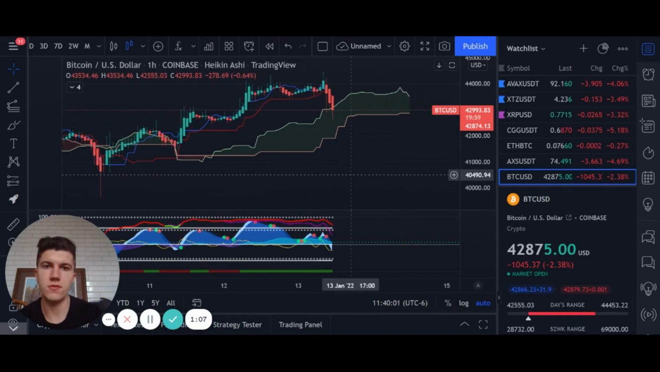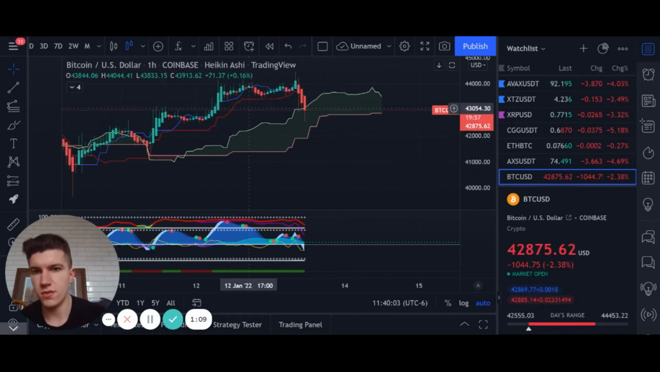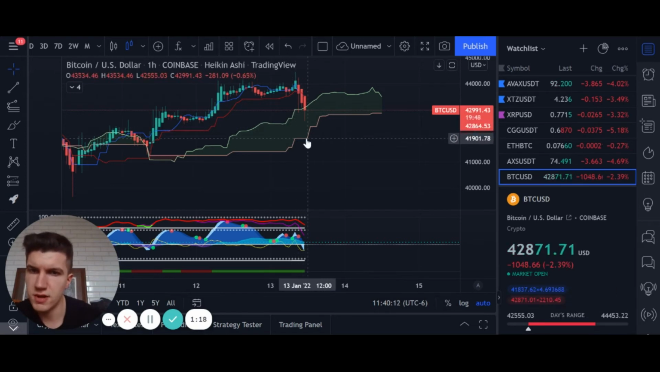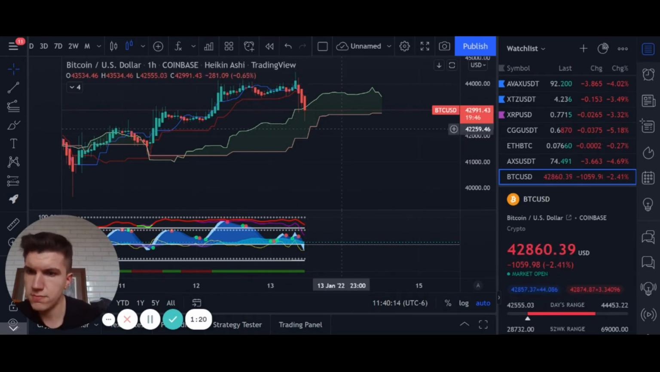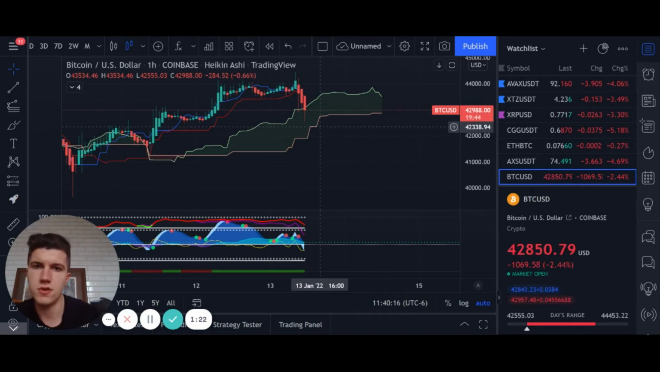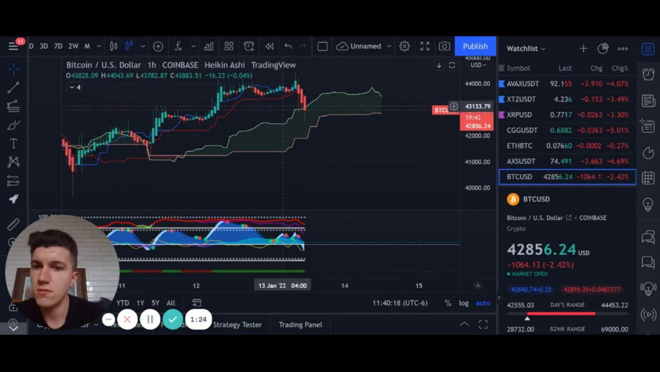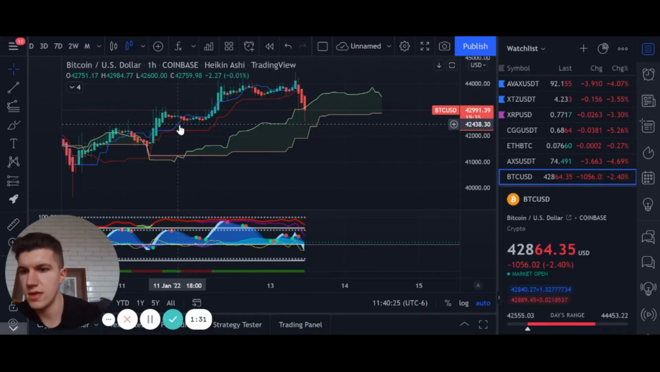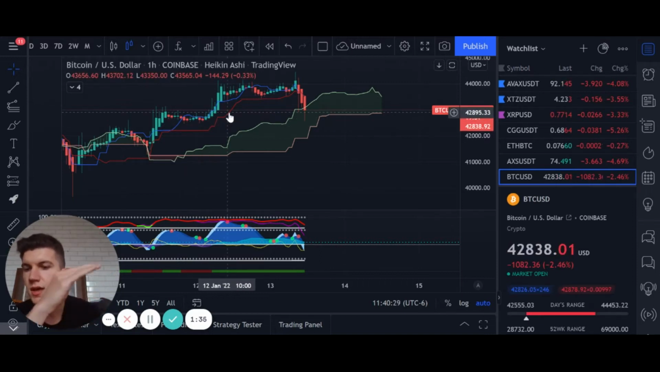Anyways, one of the first things you want to look for is where the price is in accordance to the cloud. The cloud is the tan/red blurred looking thing that you see on my chart right here. Another thing you want to be seeing is the red line and the blue line, the conversion line. You want to see them on top of each other when you're looking for a short.